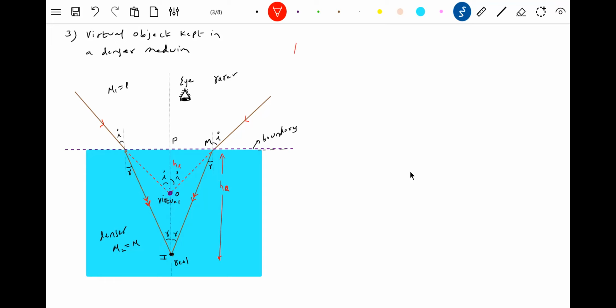So what is apparent depth? Same derivation. So instead of deriving it, I'll directly write it here. So this will be mu 2 by mu 1 into HR, or this will be mu HR. So what is the conclusion? If a virtual object is kept in a denser medium and viewed from a rarer medium, the virtual object will appear further away from the boundary.